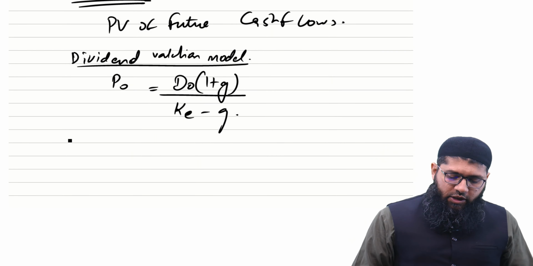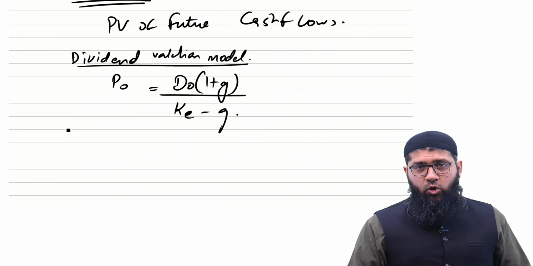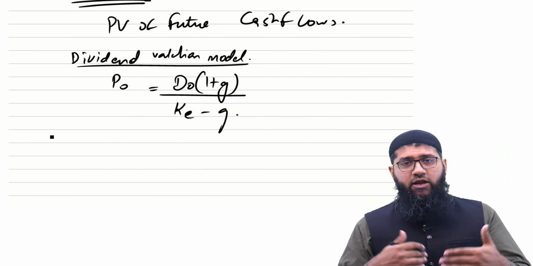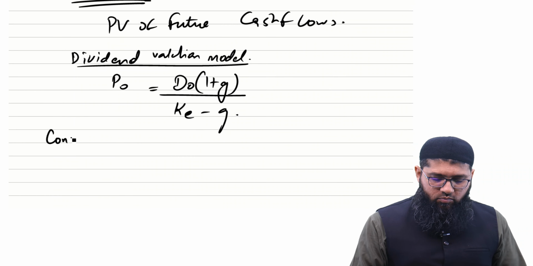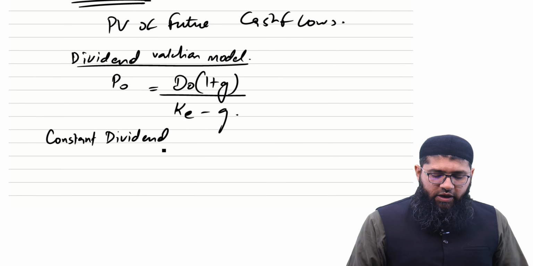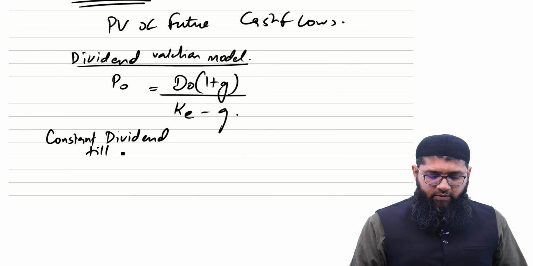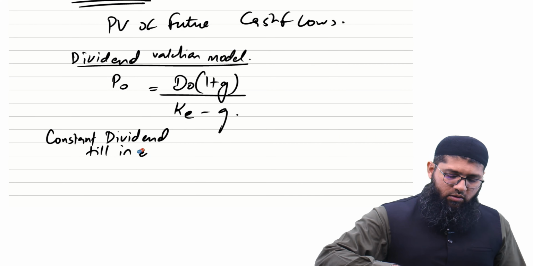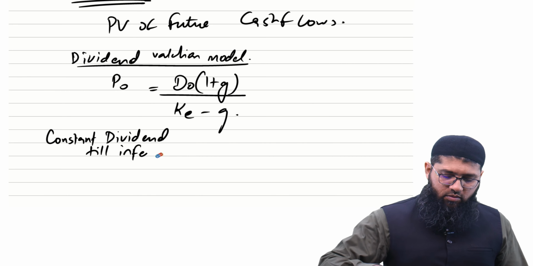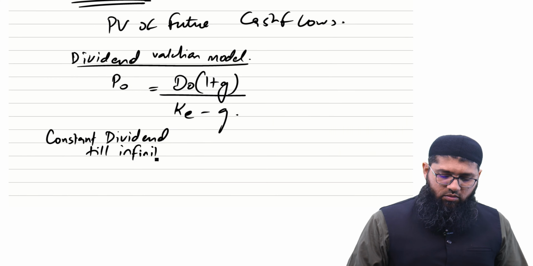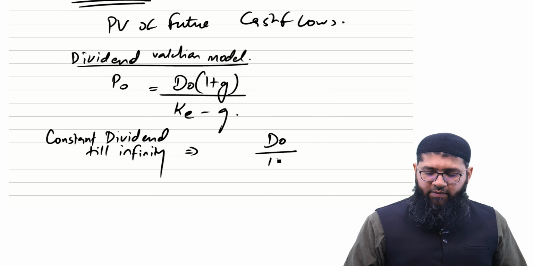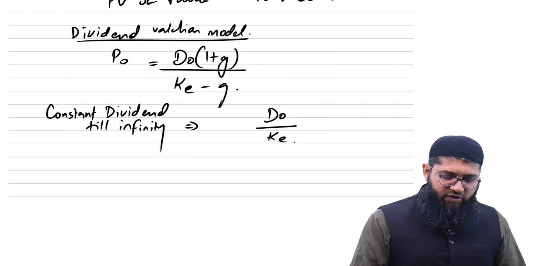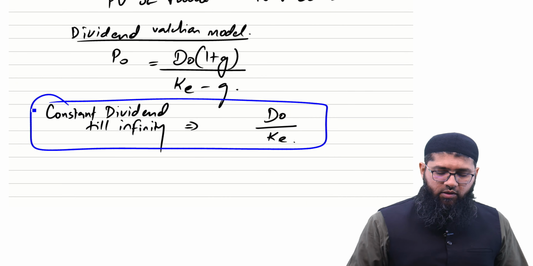Now I'm actually going to guide you on how exactly you should value. For example, if you are going to get a constant dividend till infinity, all that you have to do is say D naught divided by KE. This is what the formula is going to be.